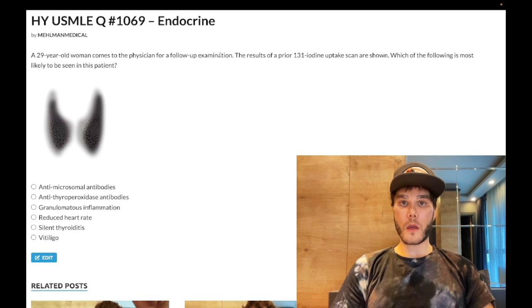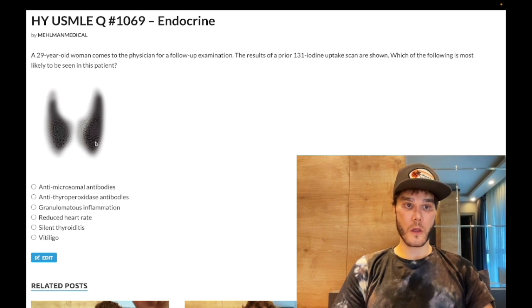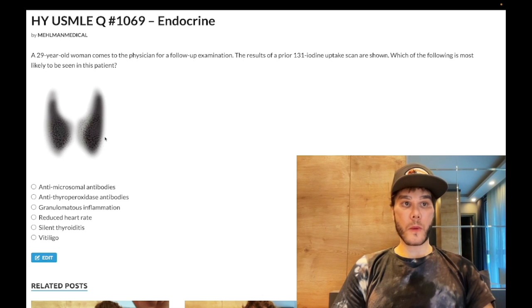How's it going, guys? We have a medium difficulty question, endocrine step 1, family internal medicine 2CK. We have a 29-year-old woman with basically no vignette apart from the iodine scan showing us diffusely increased uptake. You say, well, are we supposed to know that? We're looking at diffusely increased uptake here. The answer is yes. So black means uptake.